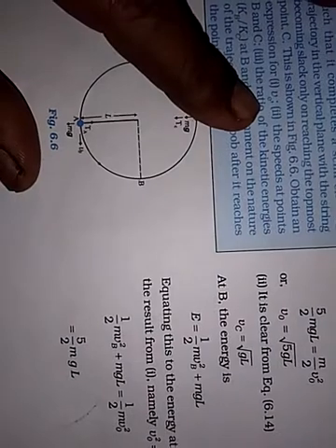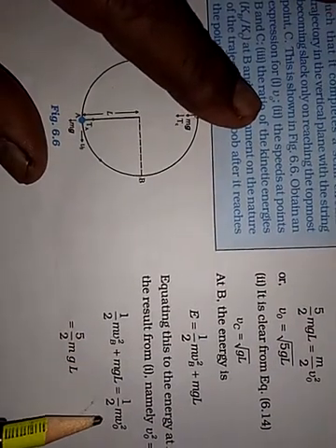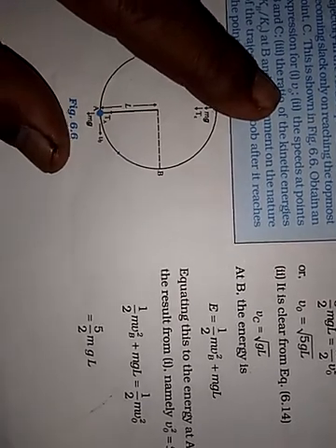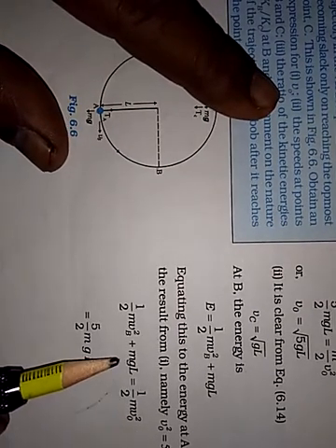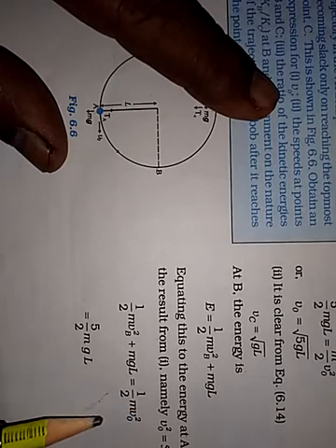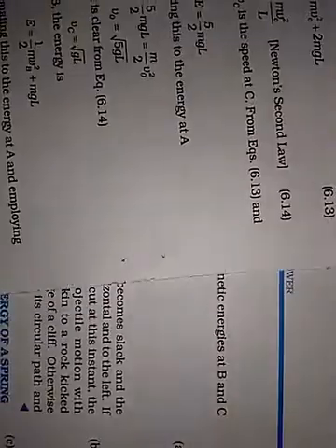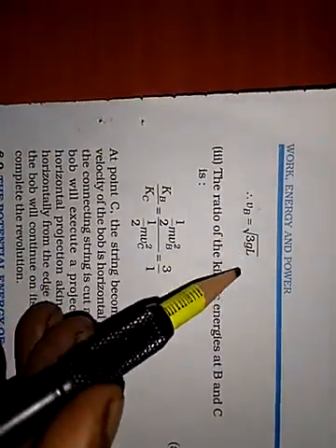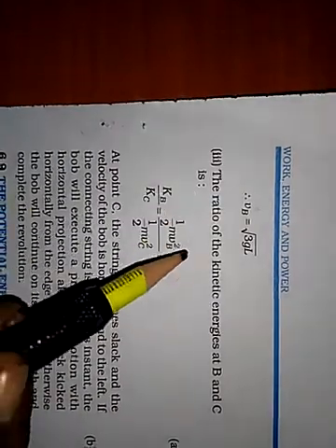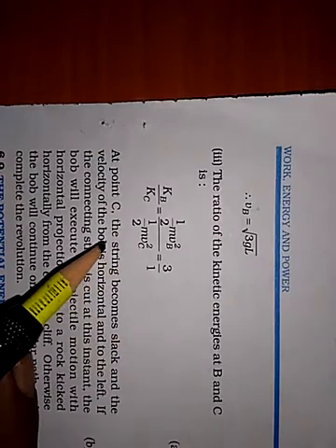So we already have this relation. Half mvb square plus mgL is equal to half mv naught square. But v naught square is equal to 5gL. Okay, bring this mgL this side. Simplify, and for vb you take the root and you will get the answer as vb is equal to root of 3gL.